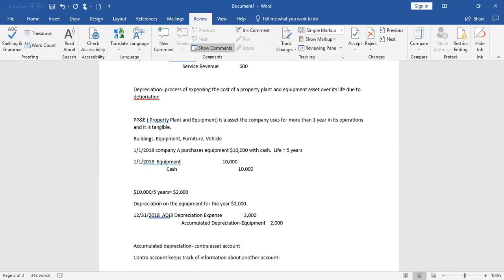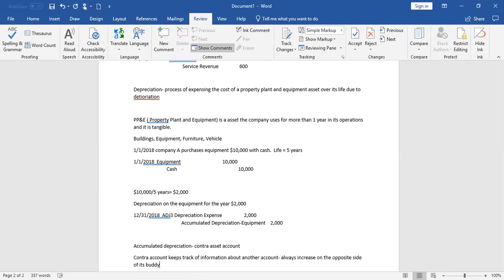So here's the other thing. A contra account always increases on the opposite side of its buddy, the account it's keeping information about. So if it's a contra asset, and you think of the word contra, opposite, against, right? A contra asset will increase on the credit side. So accumulated depreciation equipment is just keeping track in a separate account all the depreciation taken on the equipment from year to year to year.